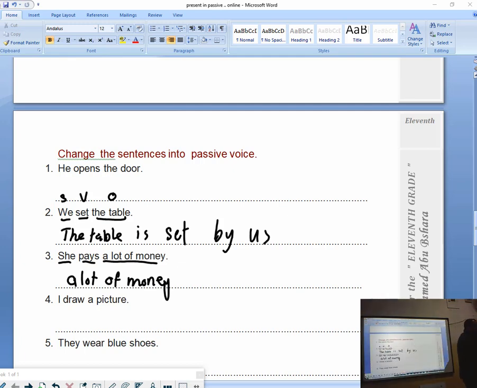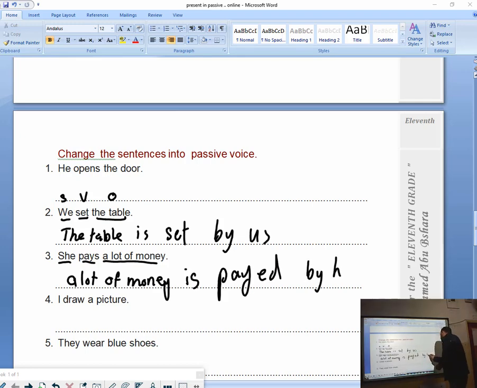A lot of money is an uncountable noun. Take this piece of information, you should write this note: with uncountable nouns, we always deal with them just like singular nouns. It means that I should use is here. A lot of money is paid. Verb 3. Is paid by her. That's all.